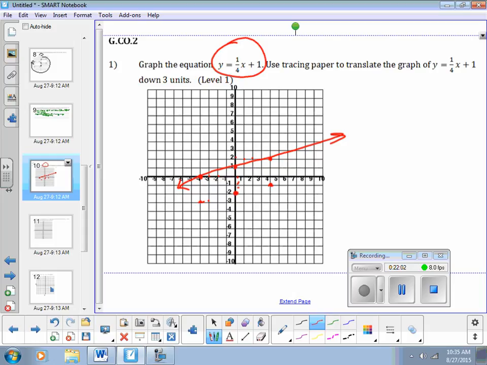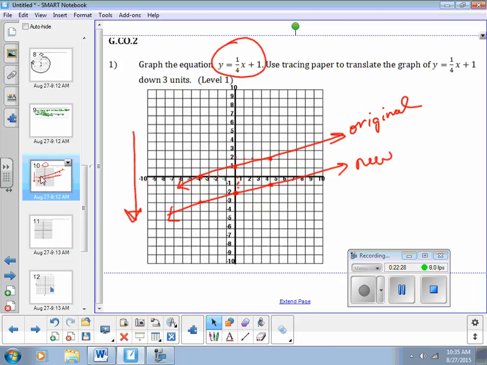Can you label in your drawing this is the original, and this is your new image? Just so I know that you know that. Okay. This was just a translation. It just went down, right? Okay. Any questions with that one?